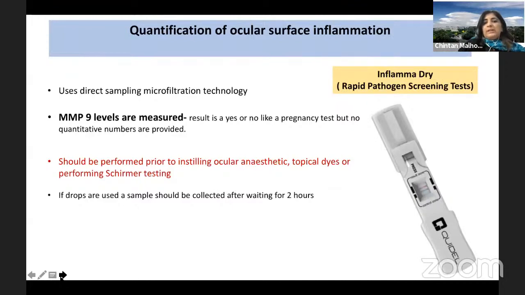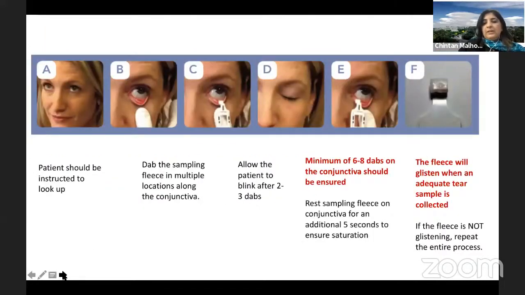Another very important test is, like we mentioned, ocular surface inflammation is one of the important characteristics of dry eye. And this is a rapid pathogen screening test, the InflammaDry, which is easily available, costs around 1,500 per test. The MMP9 levels are measured because MMP9 has been shown to be an important inflammatory mediator in dry eye. And this basically is a simple in-office test where the testing tip is touched to the inferior palpebral conjunctiva. No other drops have been instilled.